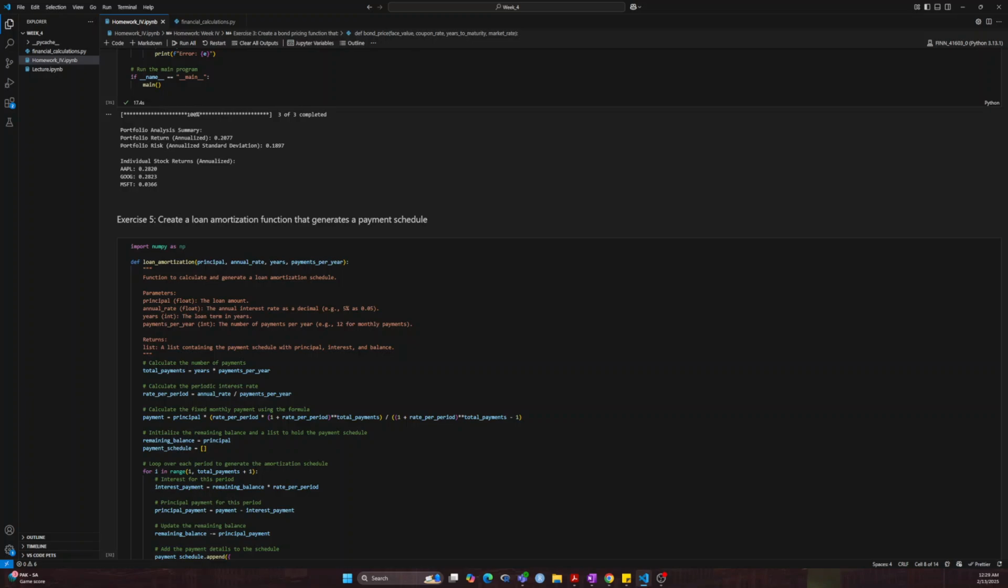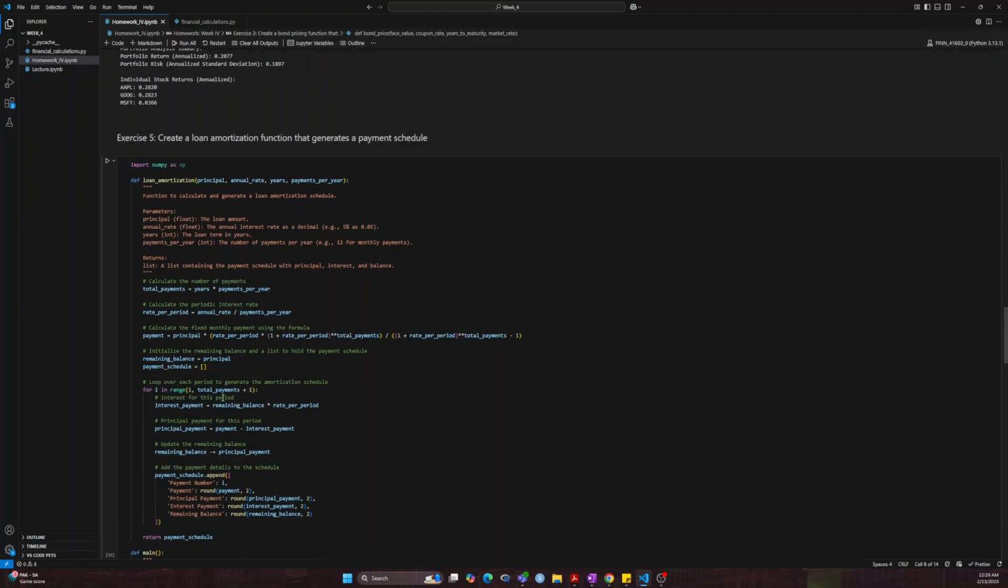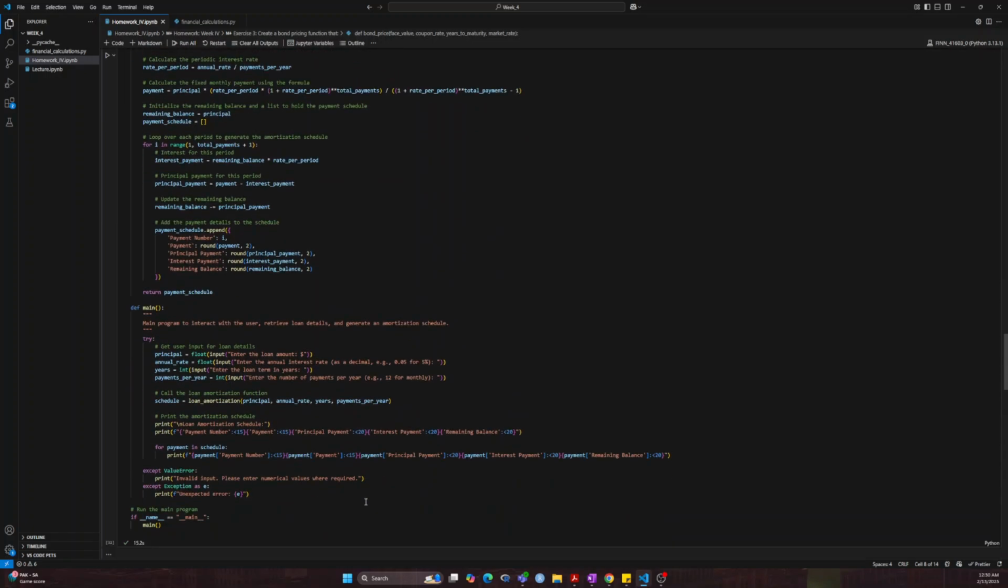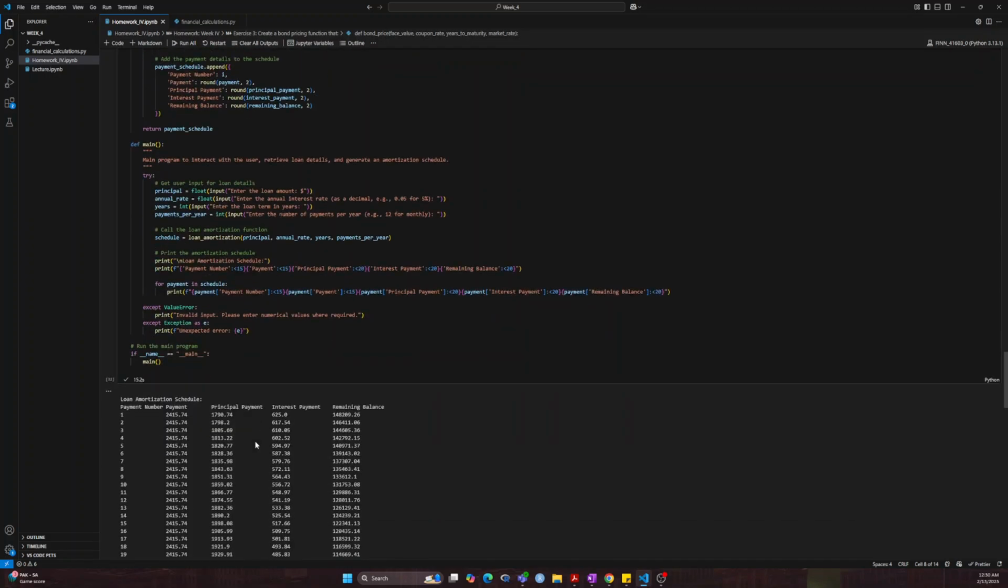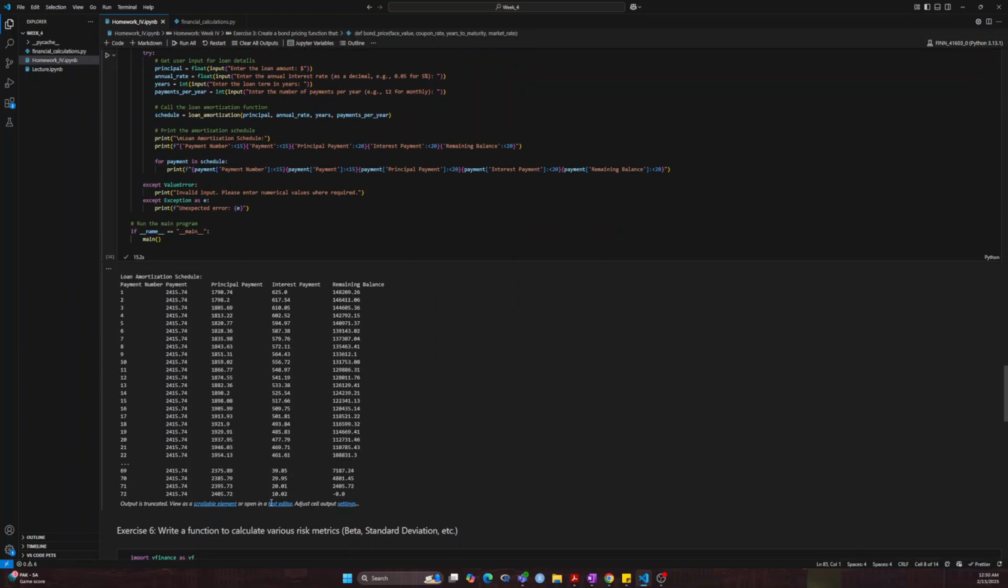I then created a loan amortization function, which calculates periodic payments and generates a payment schedule. It considers loan amount, interest rate, term, and payment frequency. This is what our parameters would be for this function. The function breaks down each payment into principal and interest portions, updating the remaining balance. So that's why we have a for loop right here that does it. It loops over each period to generate an amortization schedule. And then the program prints a table showing how the loan is paid off over time. And then again, we have our main function, and here's an example of an output.